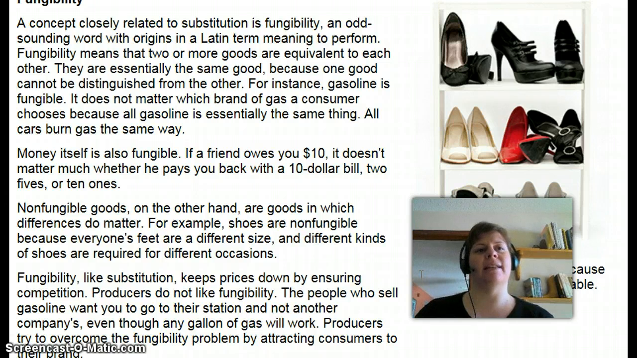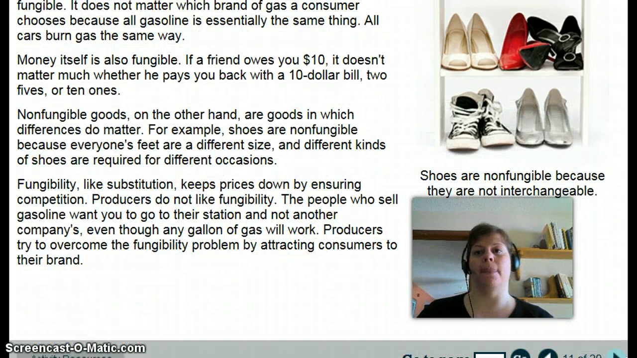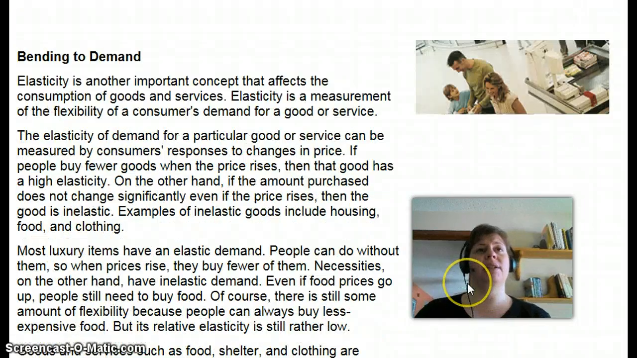The people who sell gasoline want you to go to their station and not another company's, even though any gallon of gas will work. Producers try to overcome the fungibility problem by attracting consumers to their brand. Bending to demand.